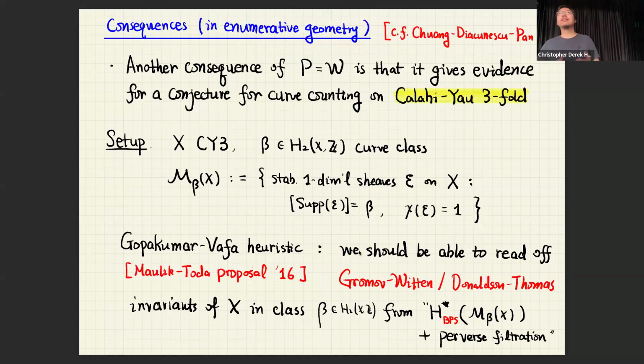Okay, so these are two quite straightforward translations on both sides, but now let's move to a slightly more non-trivial one. This is an observation I learned from the paper by Chuang, Diaconescu and Pan, and this concerns the connection between this P equals W phenomenon and enumerative geometry, which concerns counting curves in Calabi-Yau threefolds.